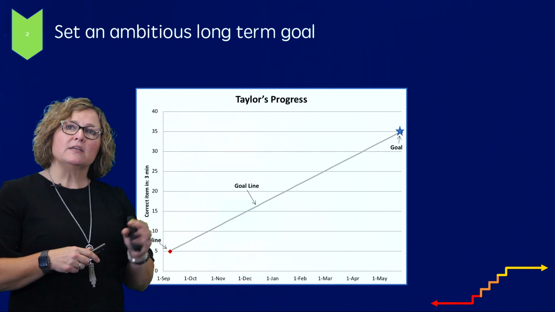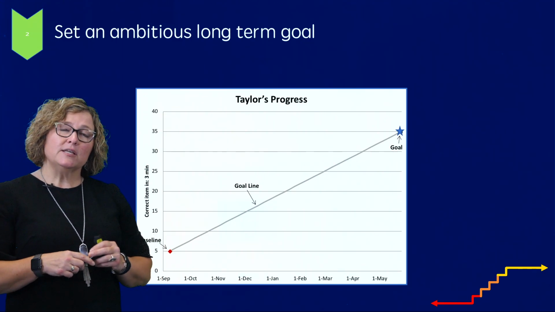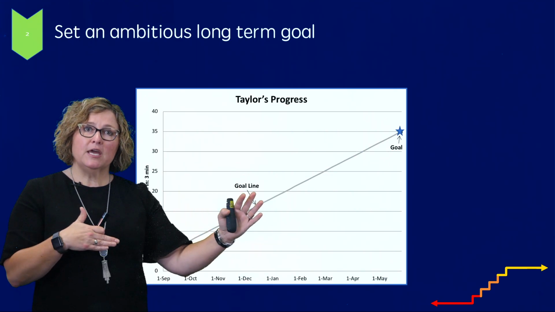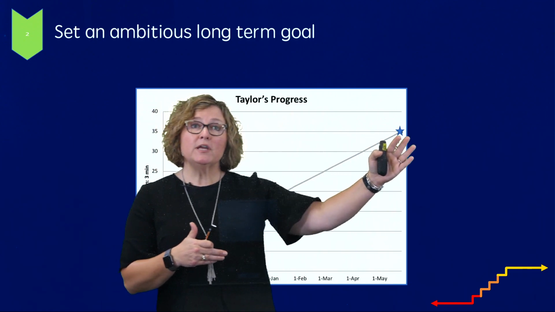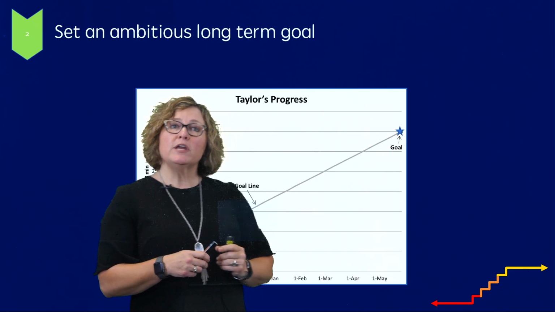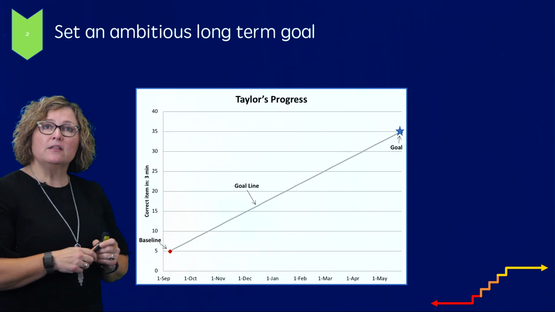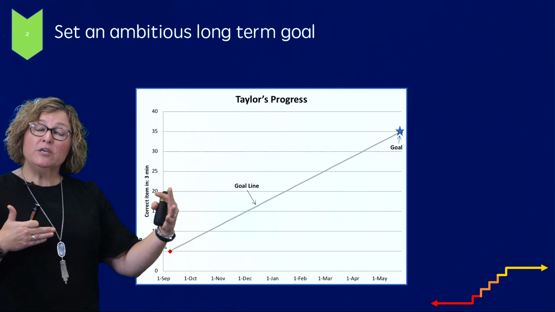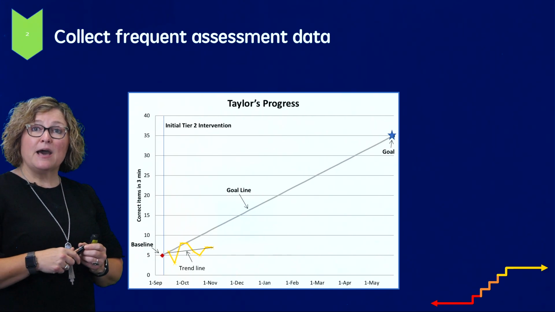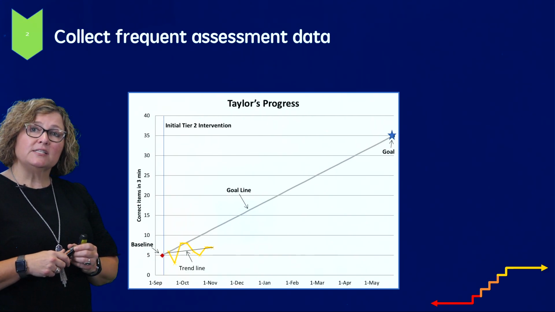Well, he looked back at those benchmarks that were set as part of the algebra progress monitoring system, and then he picked, in this case, the spring goal. Okay, so here we are down in May. He picked the spring goal to set for Taylor, and then now he'll continue to progress monitor. That's the next step. He's going to collect frequent assessment data.